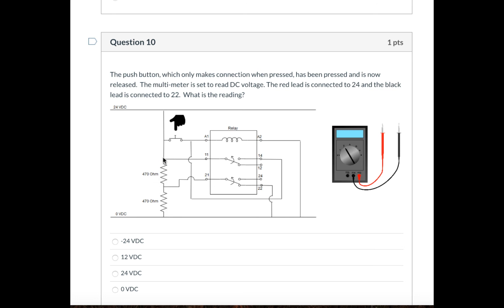So it's 24 volts from here down to 0 volts. These resistors have the same value, so it's a 12 volt drop across this resistor and a 12 volt drop across this resistor. This point here is electrically connected to this point, 24. So 22 is at 0 volts, this is at 0 volts, this is at 24 volts, and in between, these resistors is at 12 volts. And so 24 is electrically connected to that 12 volts. So we're going to see from 12 volts to 0 volts a 12 volt difference. 12 volts.